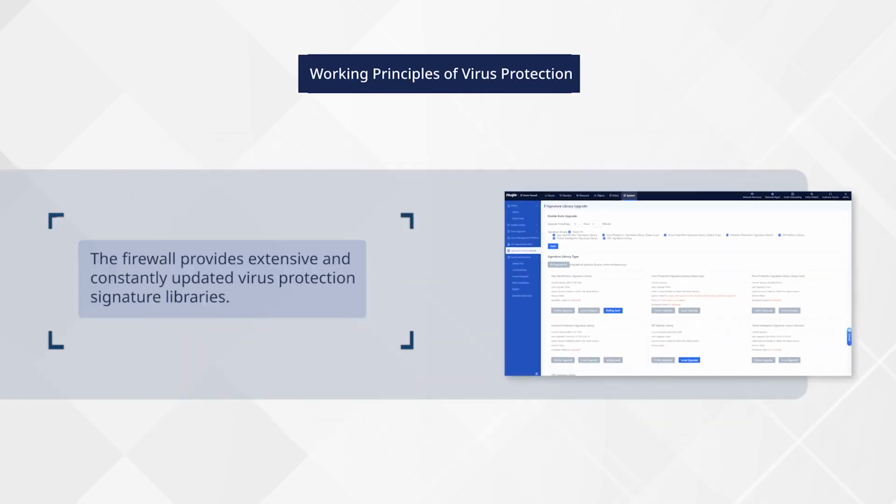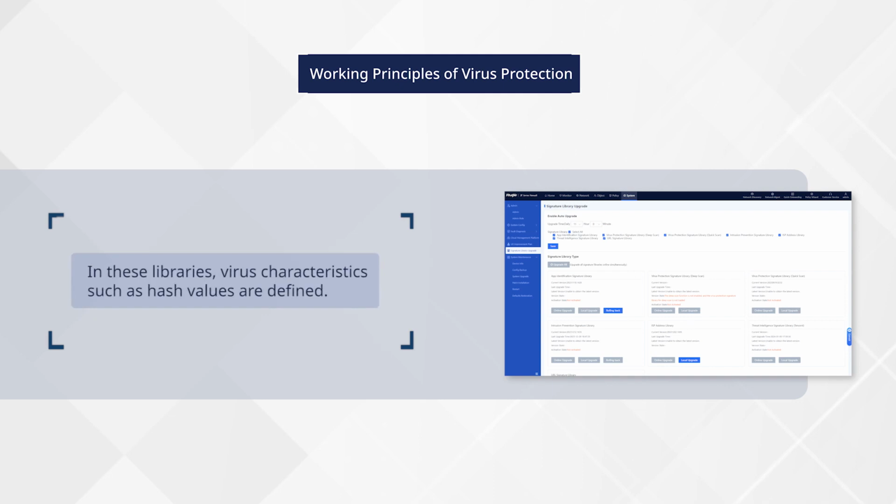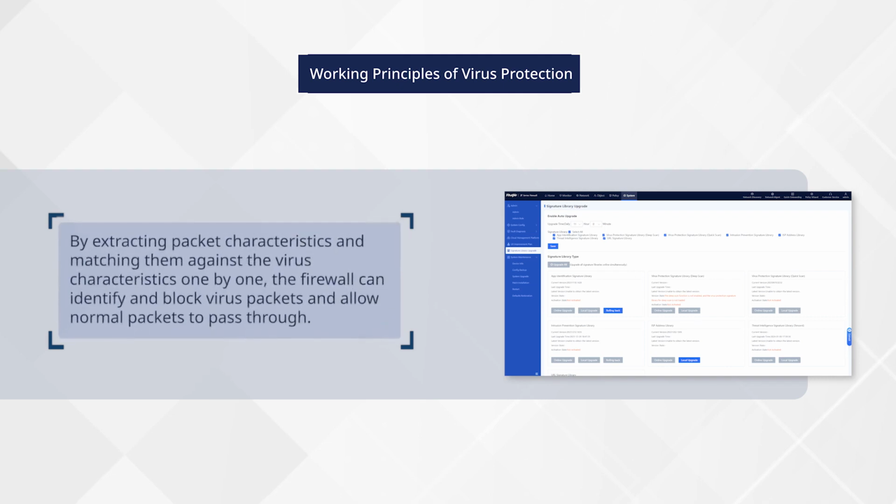The firewall provides extensive and constantly updated virus protection signature libraries. In these libraries, virus characteristics such as hash values are defined. By extracting packet characteristics and matching them against the virus characteristics one by one, the firewall can identify and block virus packets and allow normal packets to pass through.